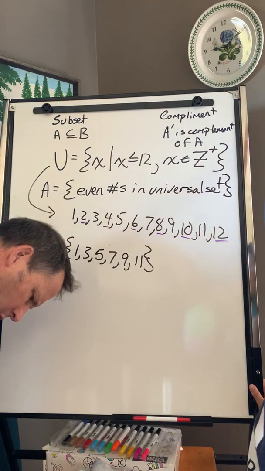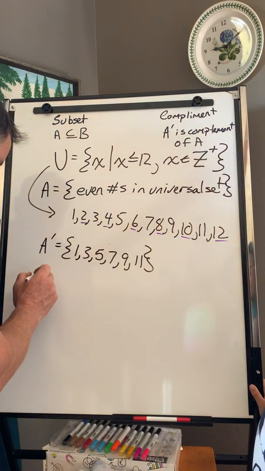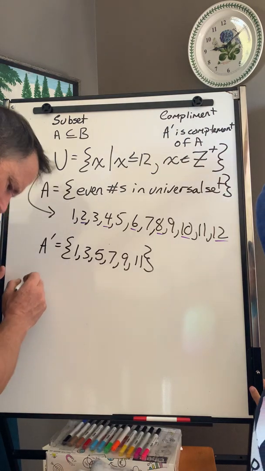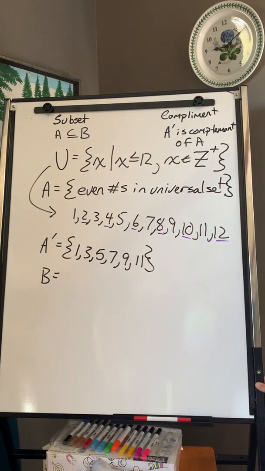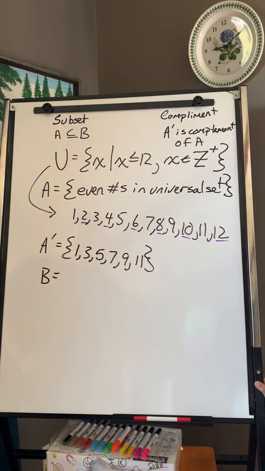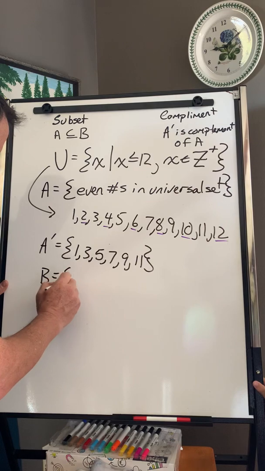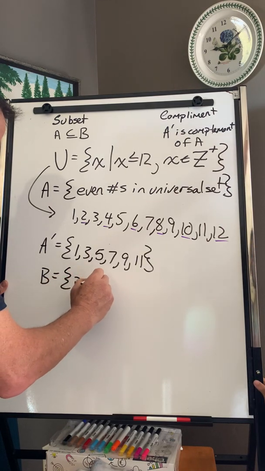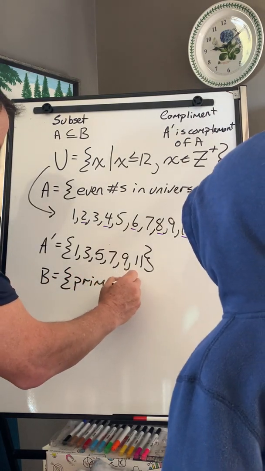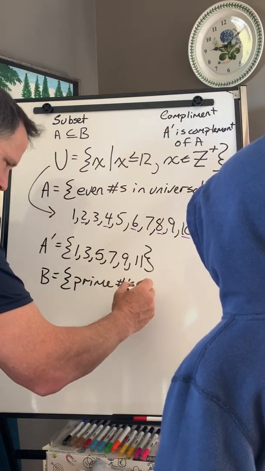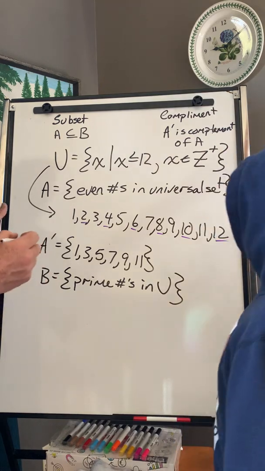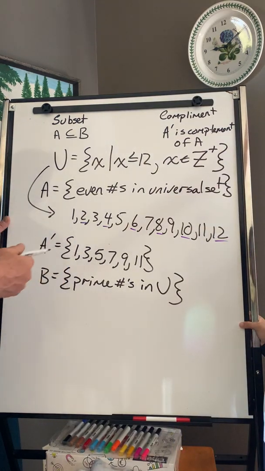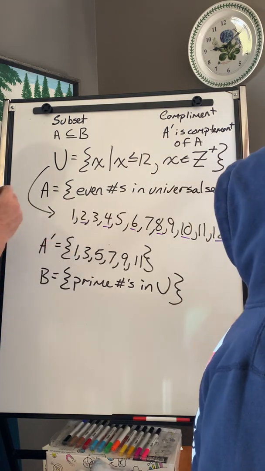Now, we're going to talk about what letter? They're going to use B. Let's double check that you can still see everything that I'm writing. B is prime numbers in the universal set. So, which ones are my prime numbers? Do you know what prime means?